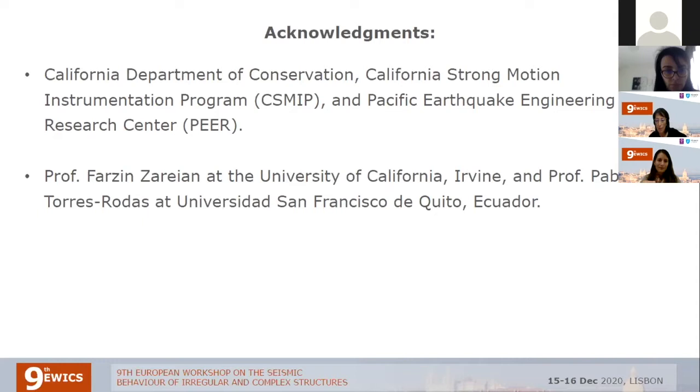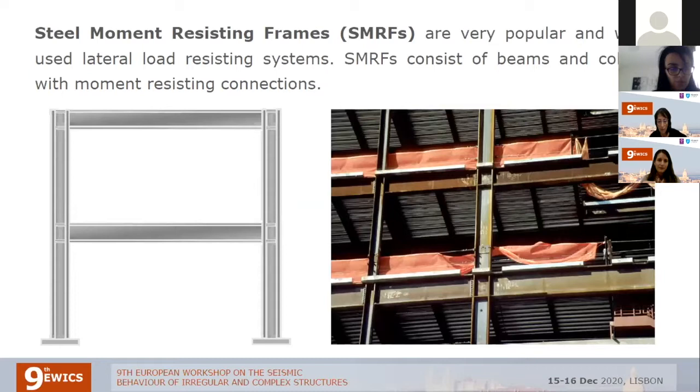Okay, so we all know that steel moment resisting frames, which you can see in these two pictures, are very popular lateral load resisting systems, and they are widely used in many seismically active regions around the world. Steel moment resisting frames consist of beams and columns with moment resisting connections.